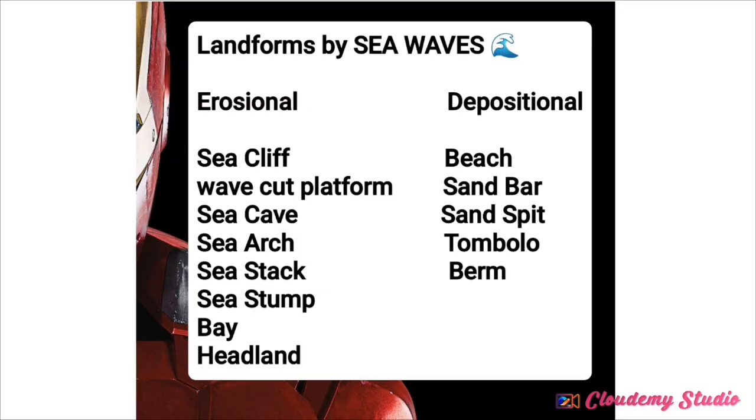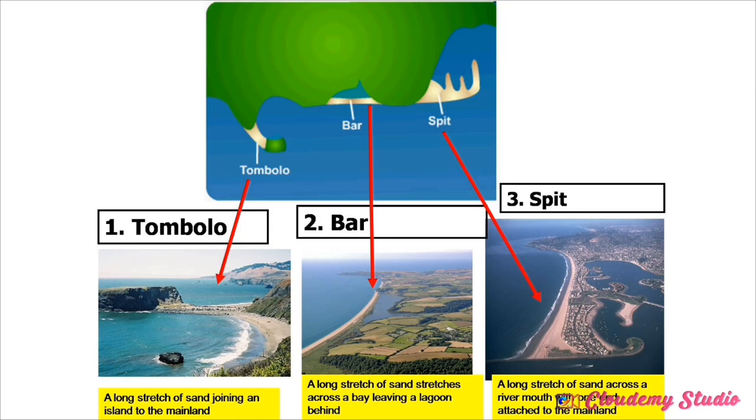Now the depositional landforms by sea waves are beach, sandbar, sandspit, tombolo and berm. Now sandspit is at the mouth of the river with one end attached to the mainland. Sandbars are a long stretch across the bay, leaving a lagoon behind. That is, a little water body is left behind, and it creates a barrier between that water body and the main sea. So lagoon is also a depositional landform.